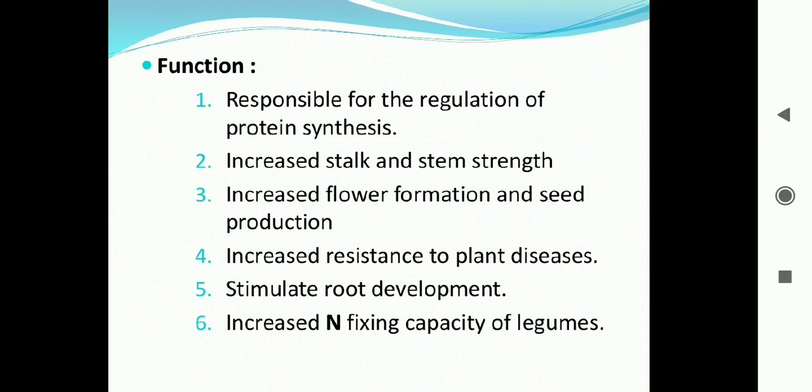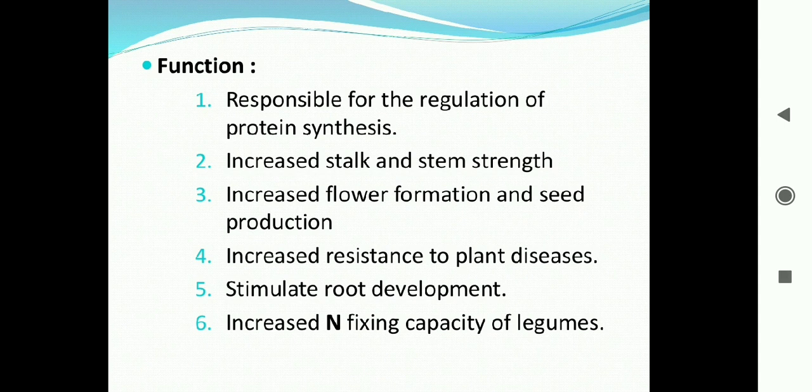Then what are the important functions of phosphorus? It is responsible for the regulation of protein synthesis, then increased stalk and stem strength, then increased flower formation and seed production, then increased resistance to plant diseases. It stimulates root development and increases the nitrogen fixing capacity of legumes.